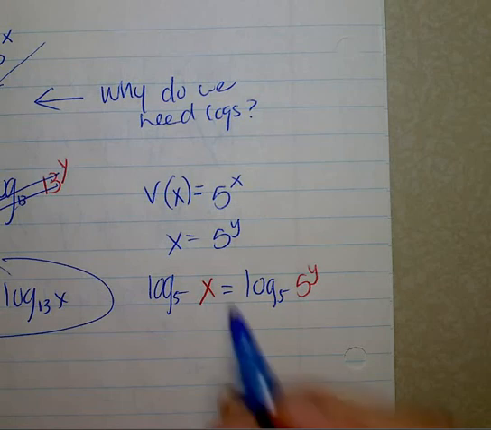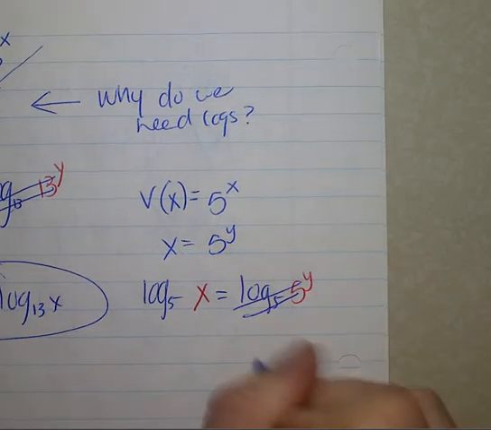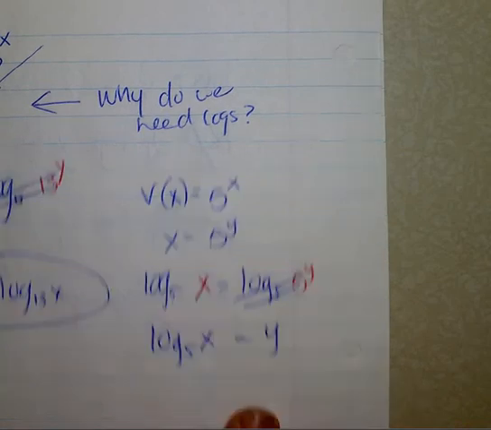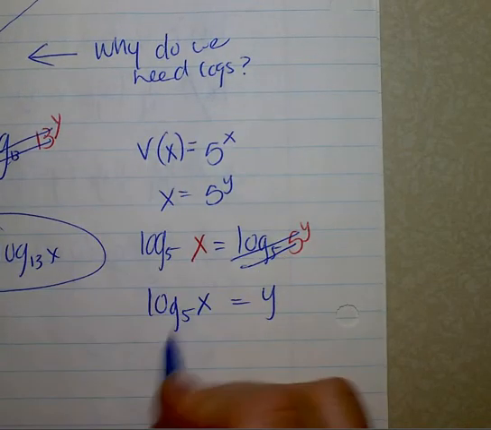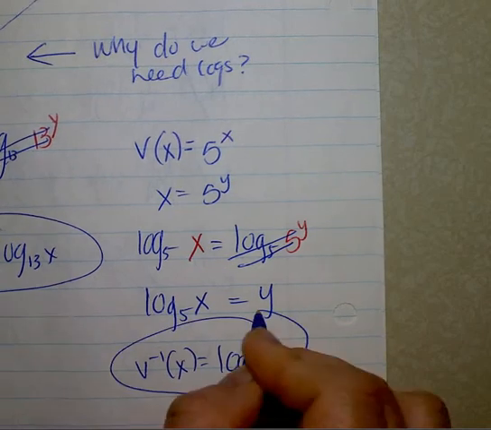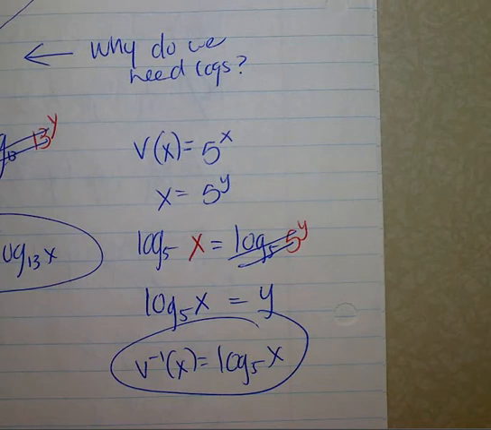By doing that, log base 5 and 5 cancel. I bring down the y. And I have log base 5 of x. But the original problem was a v of x. So the inverse of v equals log base 5 of x. 1 through 5, level of understanding.